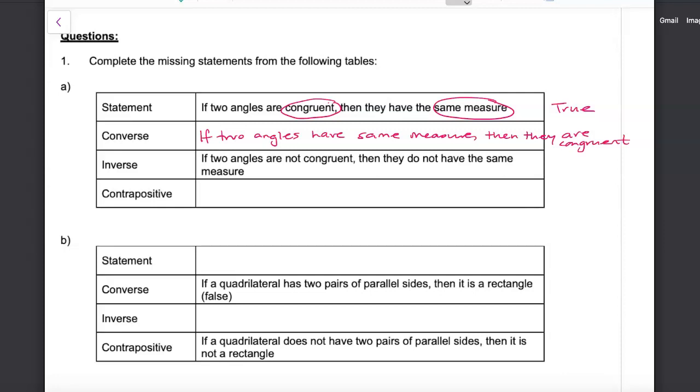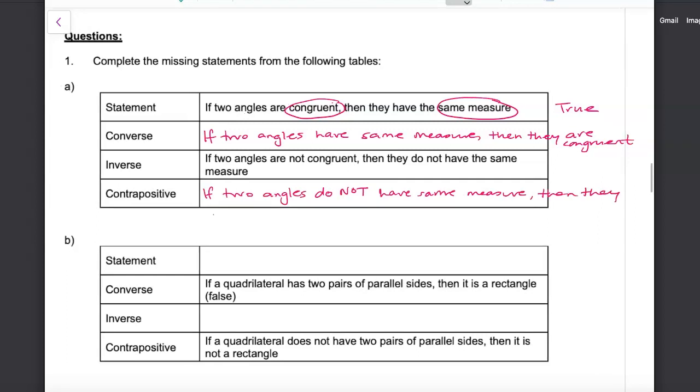The inverse is the negation. So if 2 angles are not congruent, then they do not have the same measure. And the contrapositive will be if 2 angles do not have the same measure, then they are not congruent.